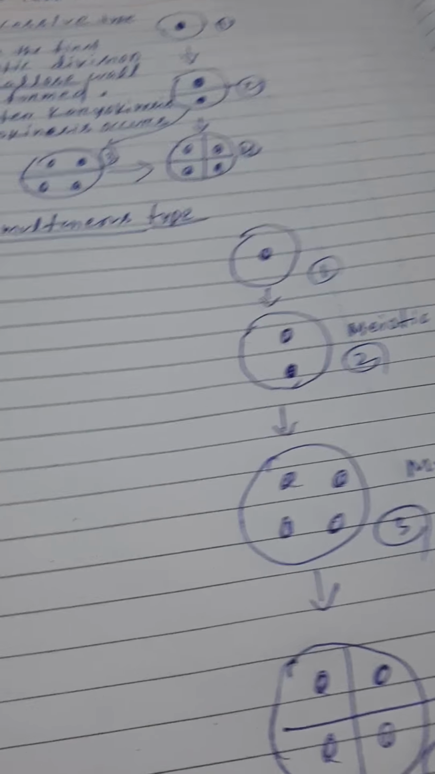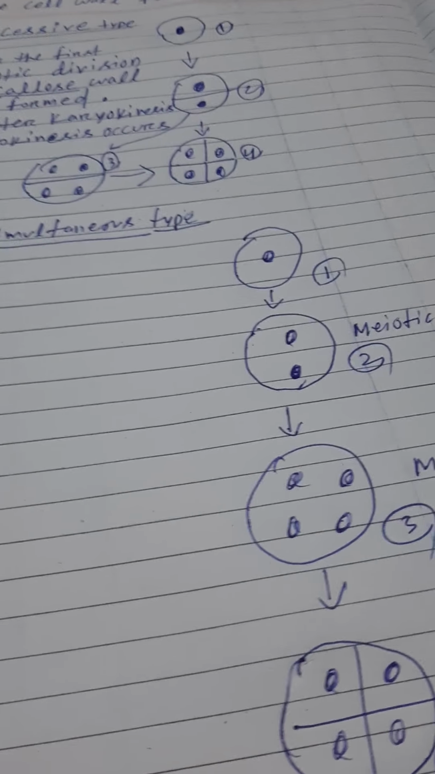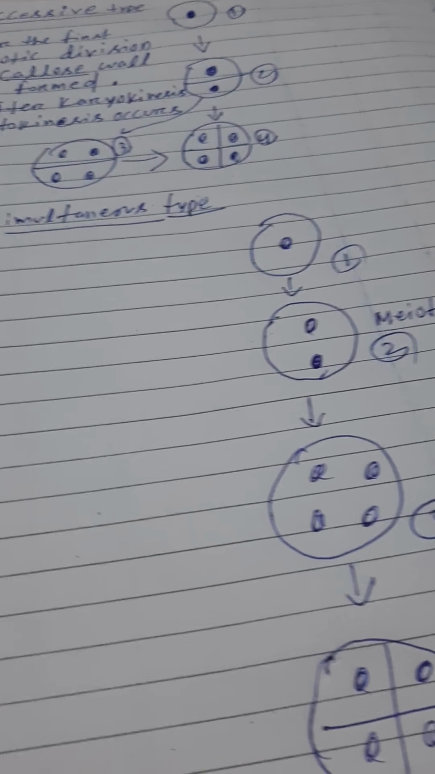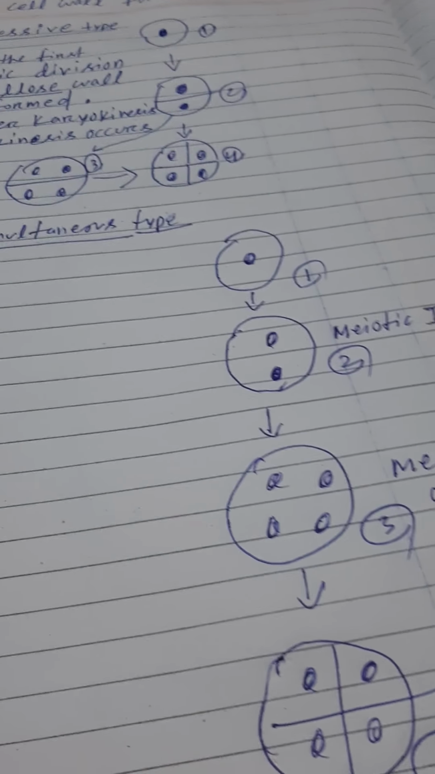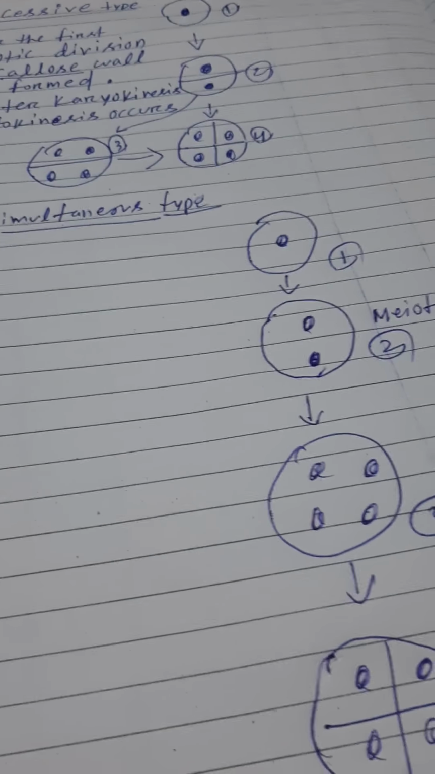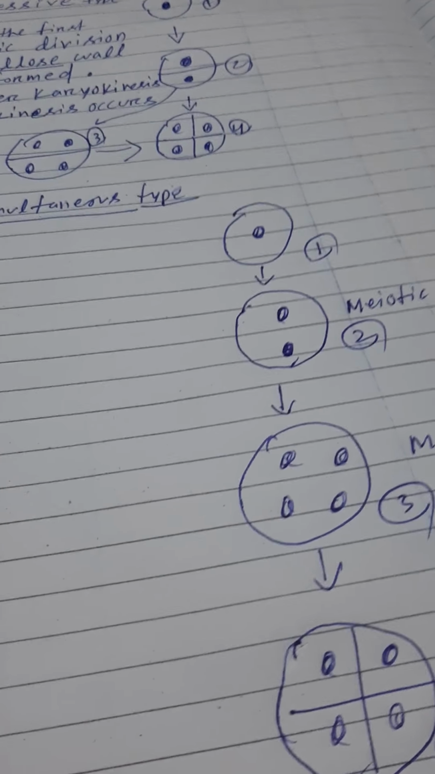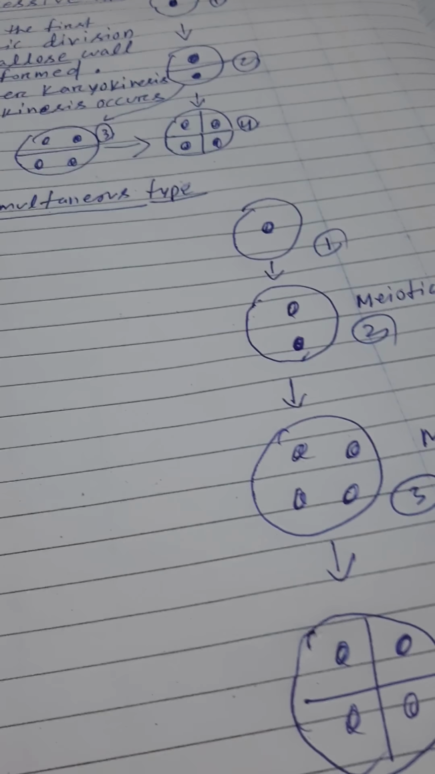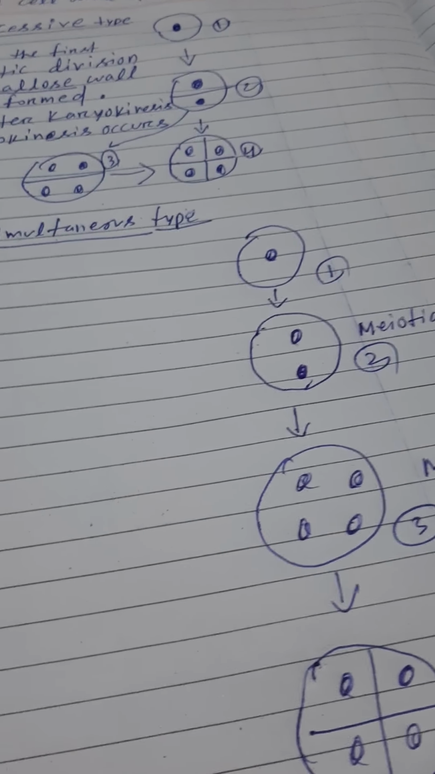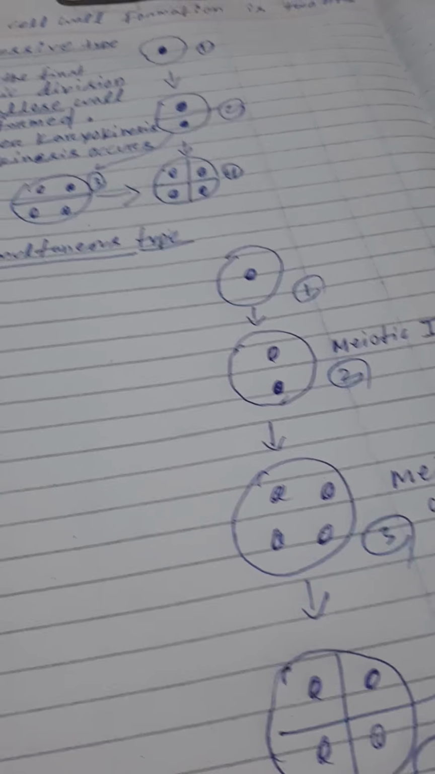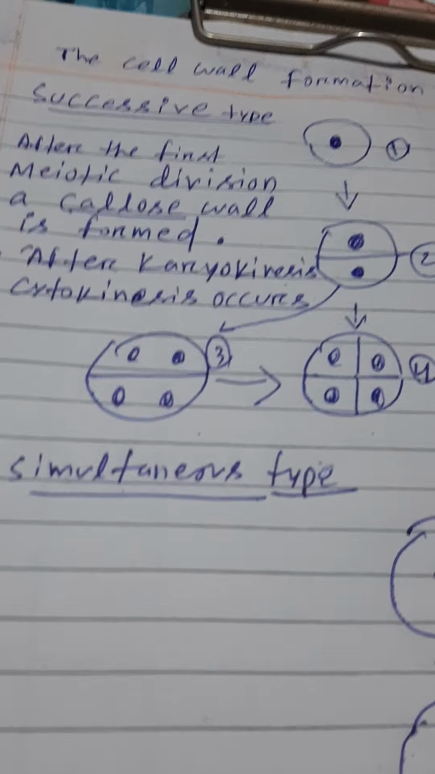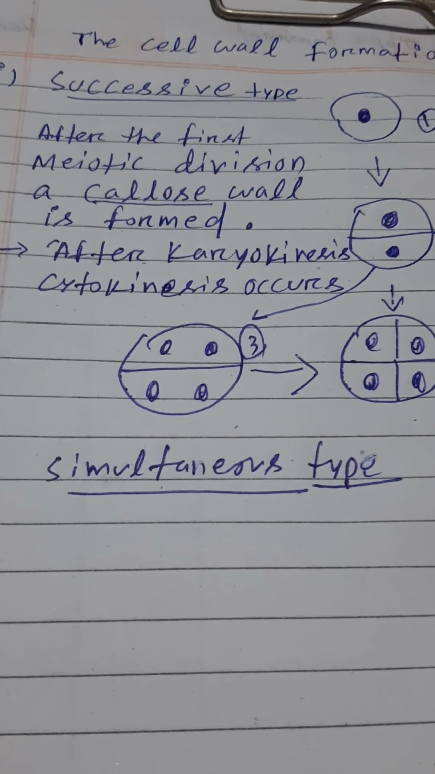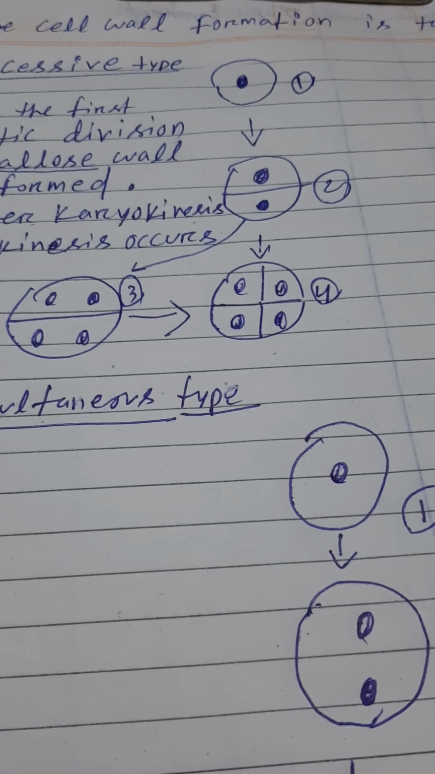Before going to the different kinds of microspore tetrad, first we will learn the different types of microsporogenesis according to cell wall formation. There are two types of microsporogenesis according to cell wall formation. The first one is the successive type. You can see the diagram here.